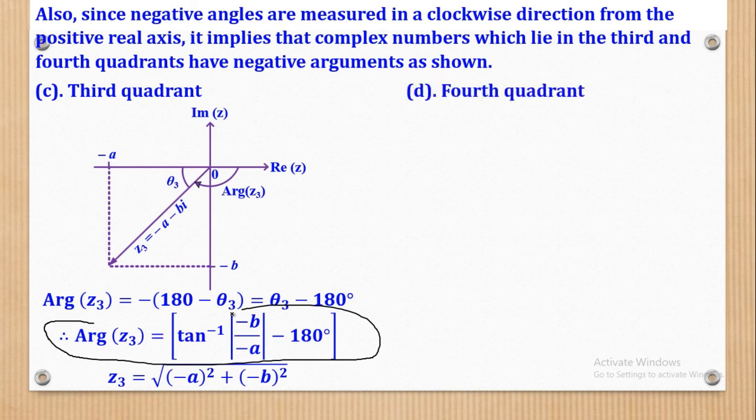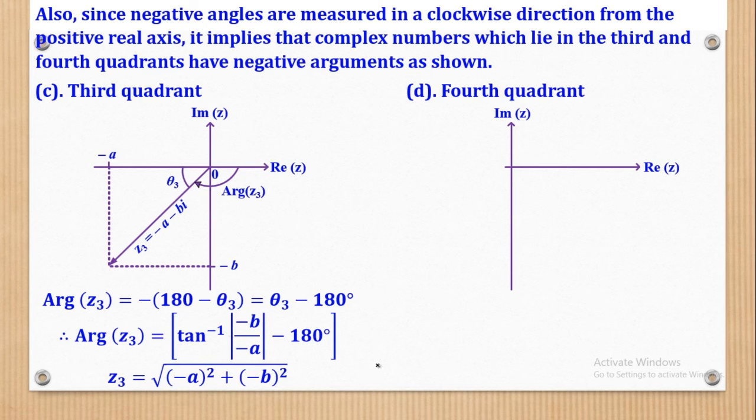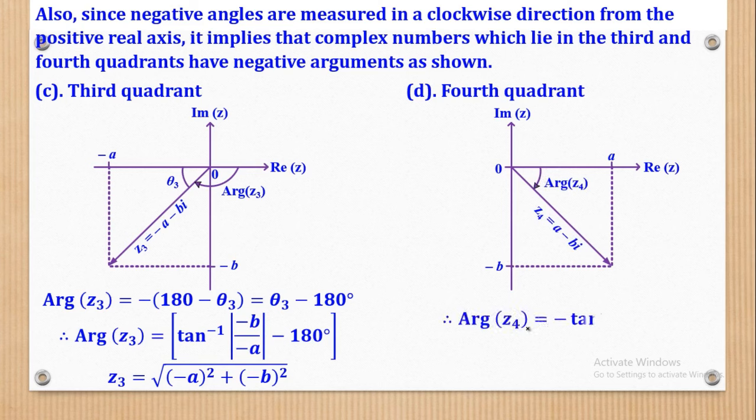What about the fourth quadrant? So in the fourth quadrant, it means that the real is positive and imaginary is negative. So I shall put real here positive and imaginary here negative. So when I draw the complex number, it will be in that form. And the argument will be this. It is clockwise. Therefore, in this case, the argument will just be got by negative of arctan, imaginary over real.